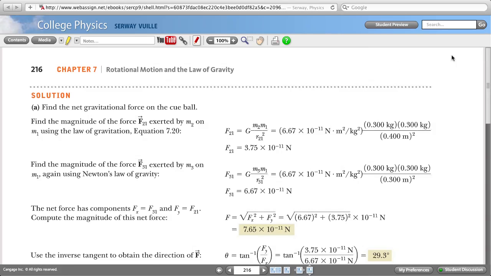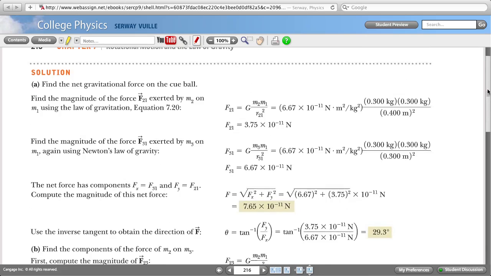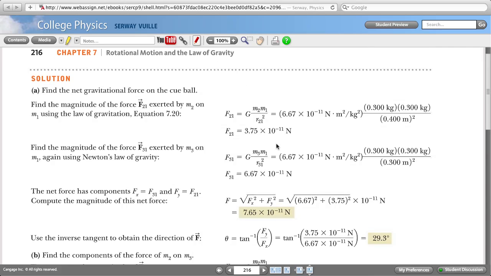So here we go. We want the magnitude of the force on mass 1 by mass 2. So mass 1 is feeling a gravitational force from the second ball, and it's going to be equal to G times M1 M2 over the distance between them squared, and the G is just 6.67 times 10 to the minus 11. The mass of the balls is 0.3 kilograms, and the distance between them is 0.4 meters, so we square that and we do the math. Turns out that it's 3.75 times 10 to the minus 11 newtons, which is an extremely tiny force. That is so tiny. 10 to the minus 11 newtons, holy mackerel.